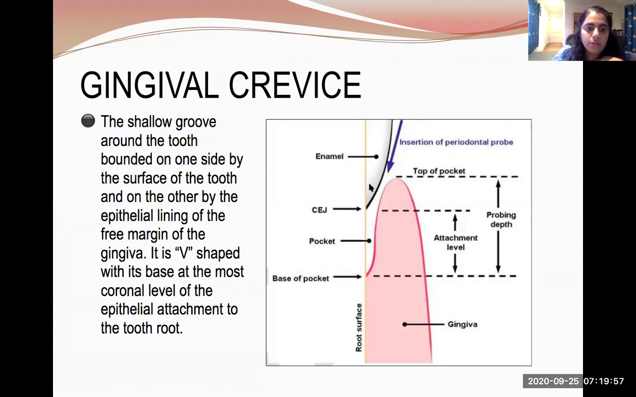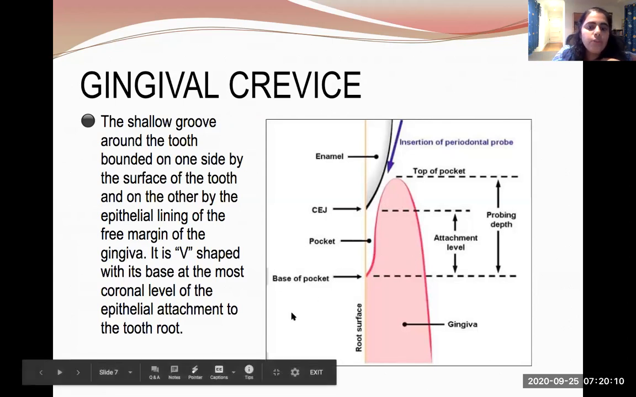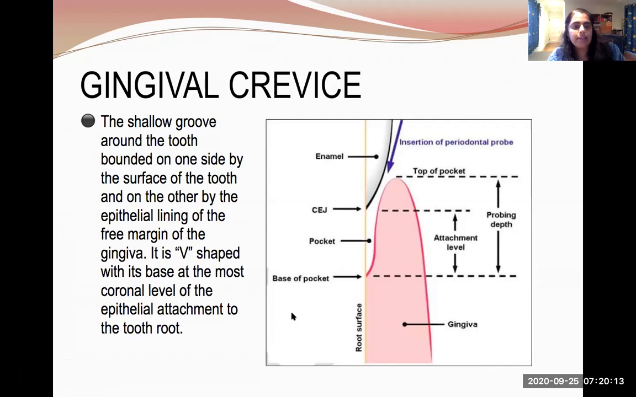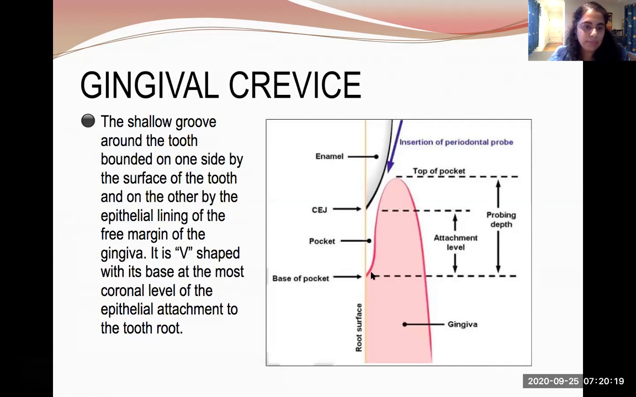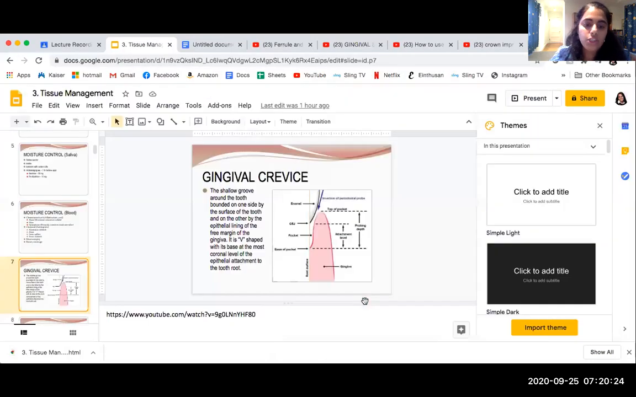So on the slide, we have a tooth. On one side, we have the tooth or the cementum, and on the other side, we have the gingival margin. What is the shape of the crevice? It is a V-shaped crevice, and its base is where the epithelium attaches to the root. I have another video that explains the sulcus anatomy and histology in great detail for those interested in understanding which type of cells are there.